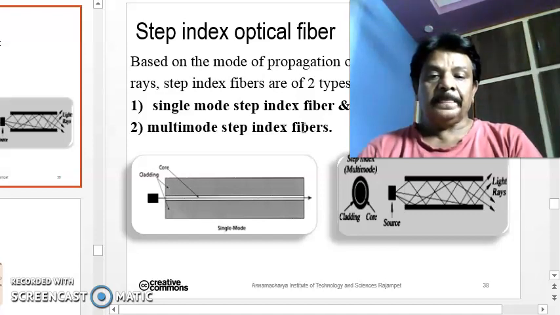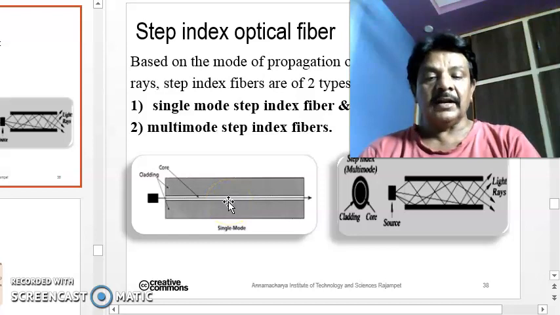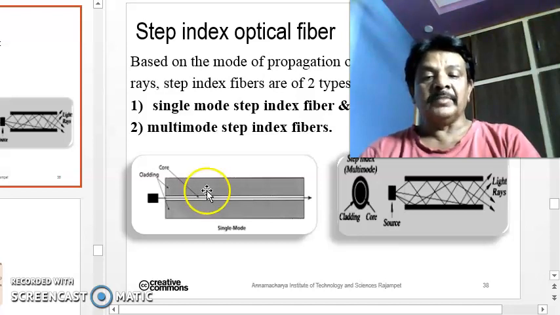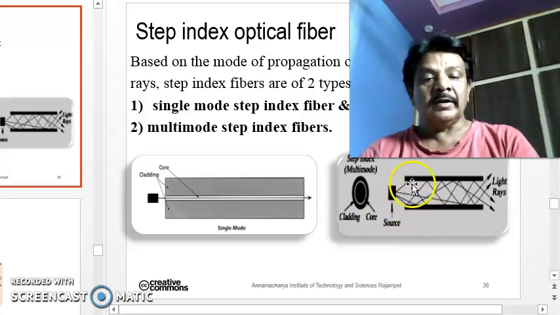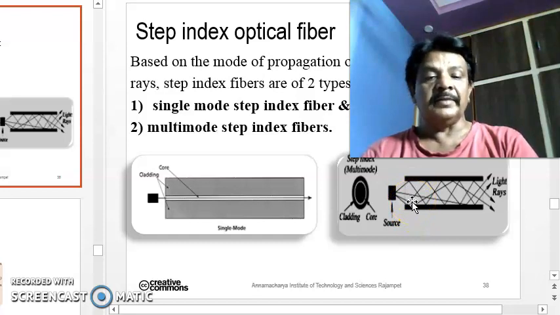Single mode step index optical fiber propagates only a single signal through it, and its refractive index value changes in a step manner. The core diameter is very small, nearly 12 micrometers, and the cladding thickness is 125 to 400 micrometers. The multi-mode step index optical fiber has a larger core diameter, nearly 50 micrometers, and the cladding is 125 to 400 micrometers.